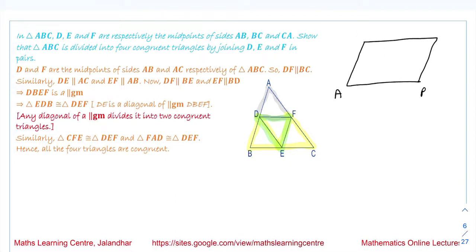This is A, B, C, D, and we are drawing a diagonal over here. Then we are saying the two triangles, this ABD and the triangle CBD, these two triangles are congruent to each other. That is, the diagonal of a parallelogram divides it in two triangles which are congruent to each other.